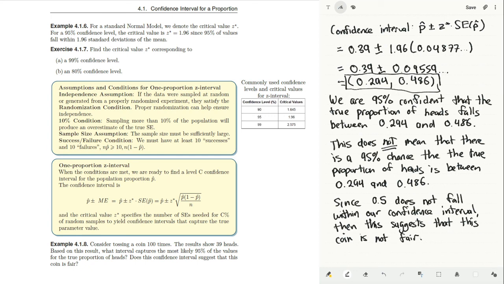So this will conclude our lesson for this video. In the next video, we will talk about the correct interpretation of confidence intervals, and we will go over some more examples of finding these confidence intervals. And I'll see you then.